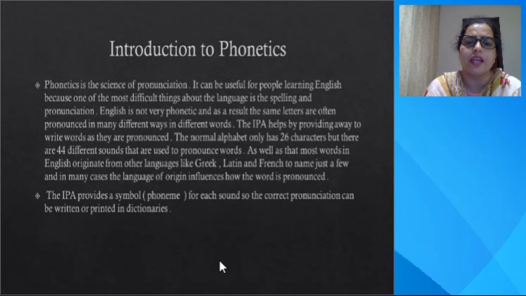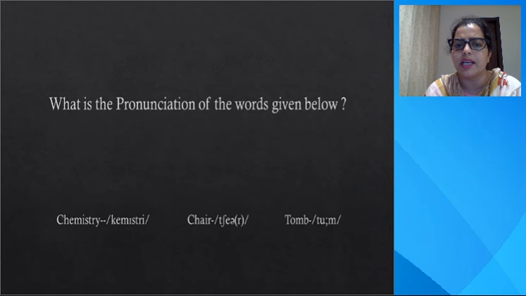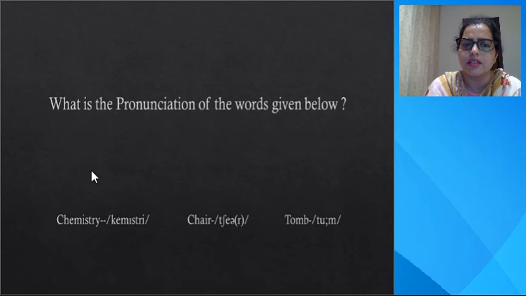Similarly, if I look at this slide, what is the pronunciation of the words given below? This is chemistry. This is chair. The first two letters are similar. In chemistry, there is CH. In chair, it is also CH. The two letters are the same, but the starting sound and pronunciation are different. Here we pronounce chemistry, and here we pronounce CH as in chair.